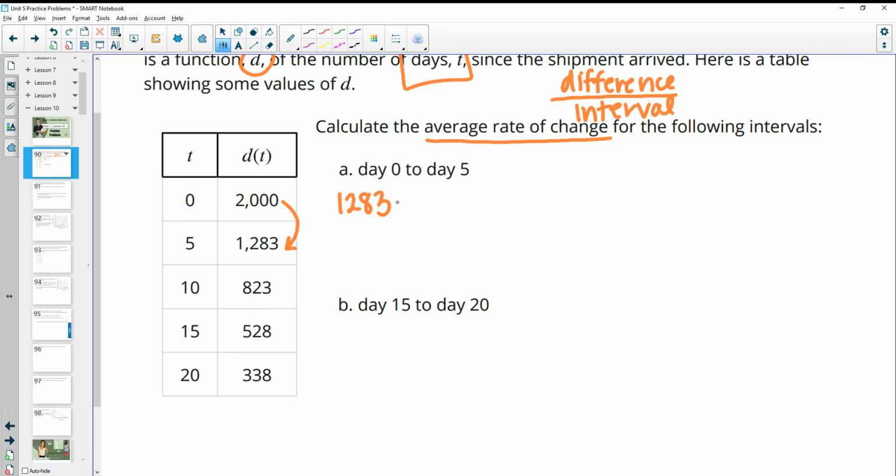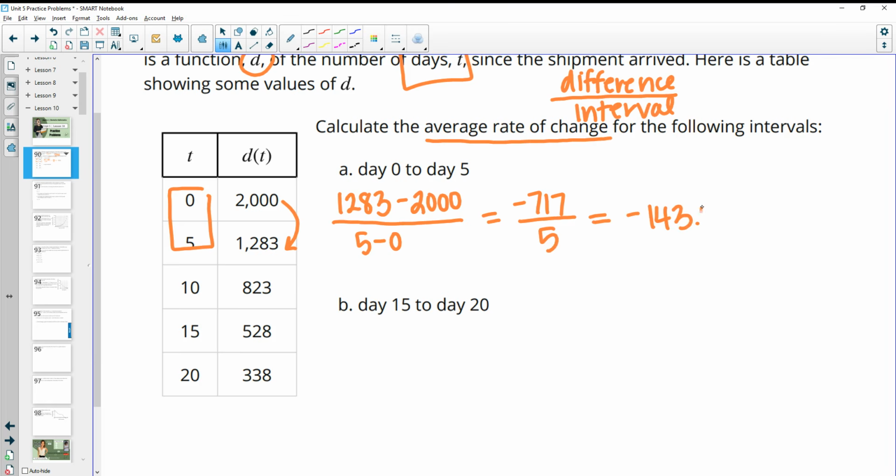1,283, always doing the new measurement first. Okay, and then minus the first measurement. And then divided by that interval, which is really just the difference in the time value too. So you could think of it as doing 5 minus 0 down here too, or just divided by 5 days because that's how long that took. So this is negative 717 divided by 5. So the average rate of change from day 0 to day 5 was negative 143.4.